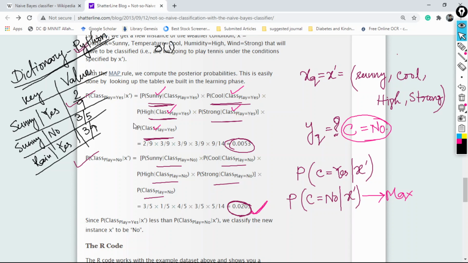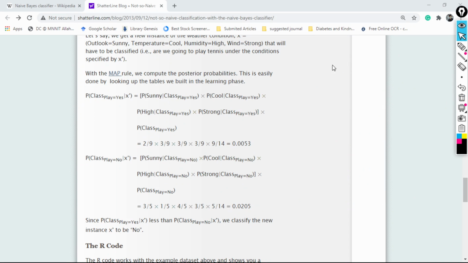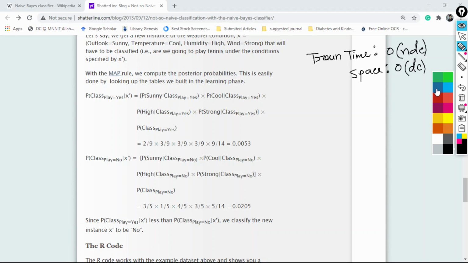So the runtime complexity: we see that the training time complexity is order of NDC. Training time complexity is order of NDC, and training space complexity is order of DC. We see this now; now the test part. Now let's see the test time complexity.